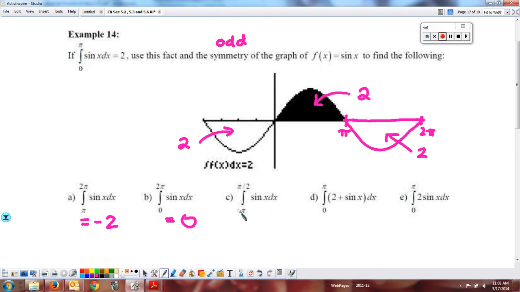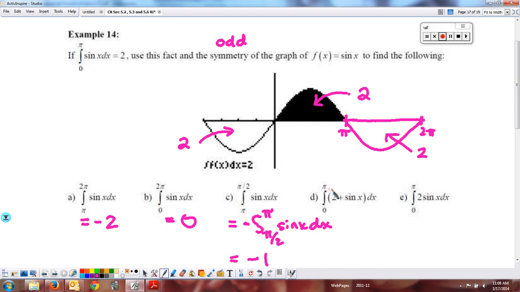When I get to pi over 2, the first thing you want to recognize here is I'm going backwards, because it's a big number to a small number. Remember, that's the opposite of the integral from pi over 2 to pi of sine of x dx. So basically we want to take this area, which is exactly half of the shaded region, or 1, and then make it the opposite because we went backwards through the integral. So the answer would be -1.